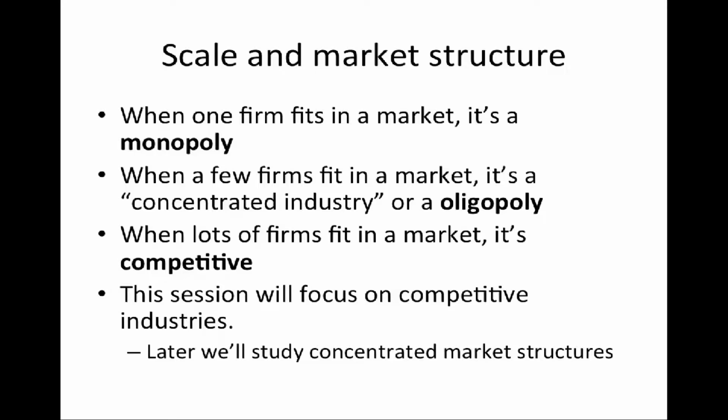Recapping then on scale and market structure, when just one firm fits in a market, it's going to be a monopoly. When a few firms fit into a market, it's a concentrated industry or an oligopoly. When a lot of firms fit in a market, it's competitive. And this session is going to focus on competitive industries. Later in the course, we'll study concentrated market structures.